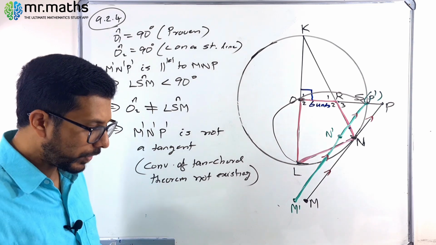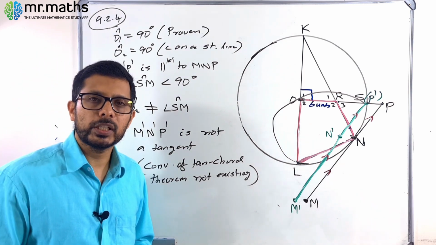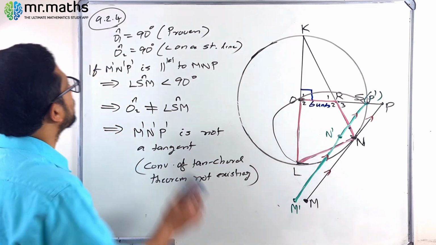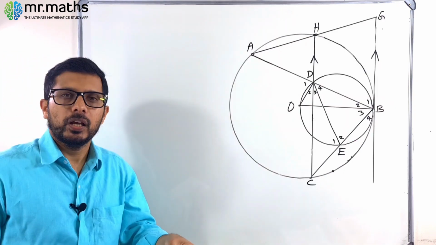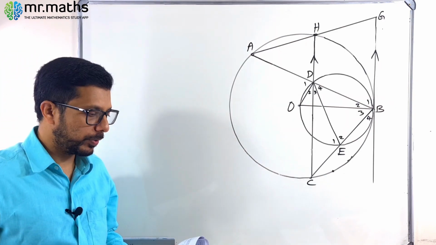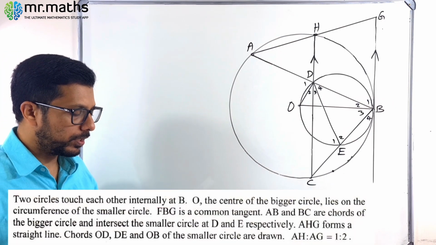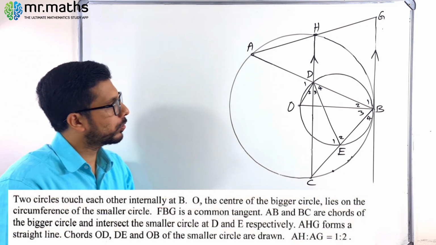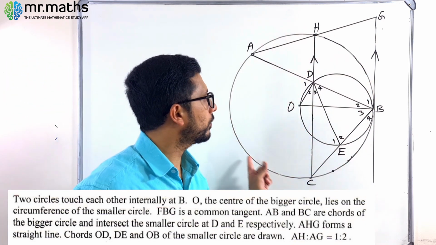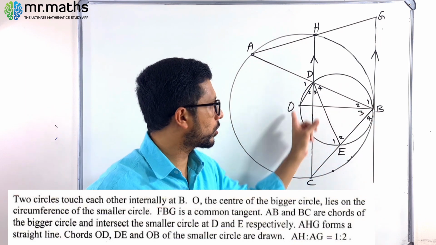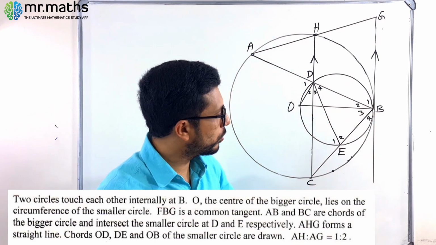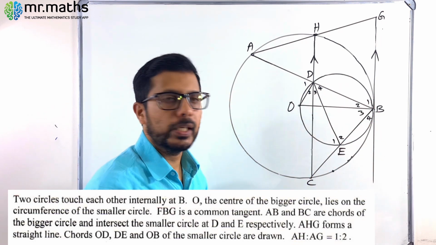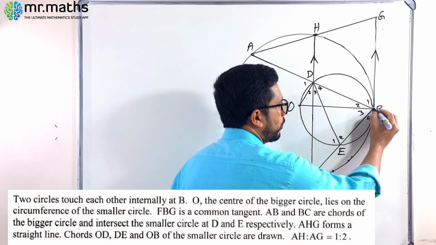Okay, now let's move to the next question, question number 10. Two circles touch each other internally at B. So there are two circles here, one a big circle and the other a small circle, and these two circles touch at this point B. This is a common touching point of both the circles.